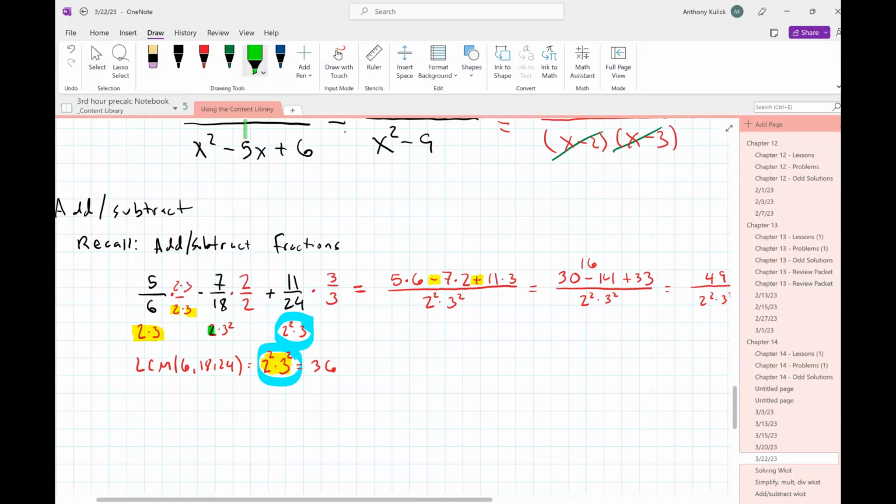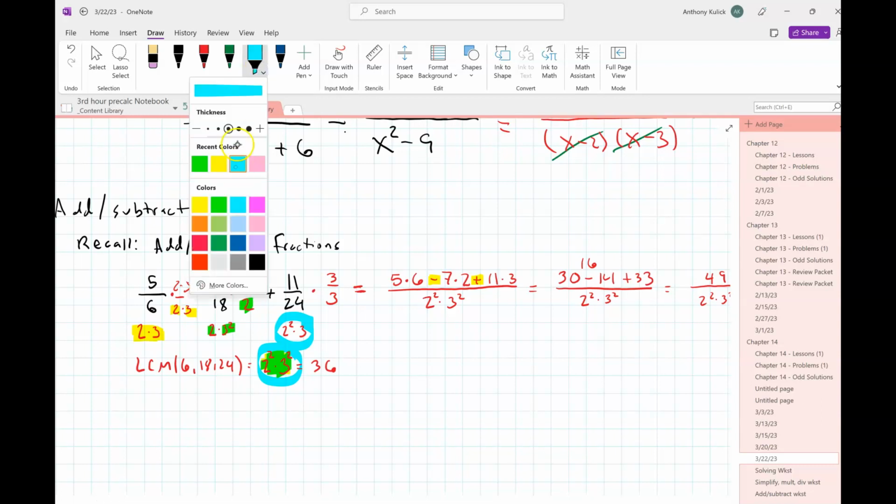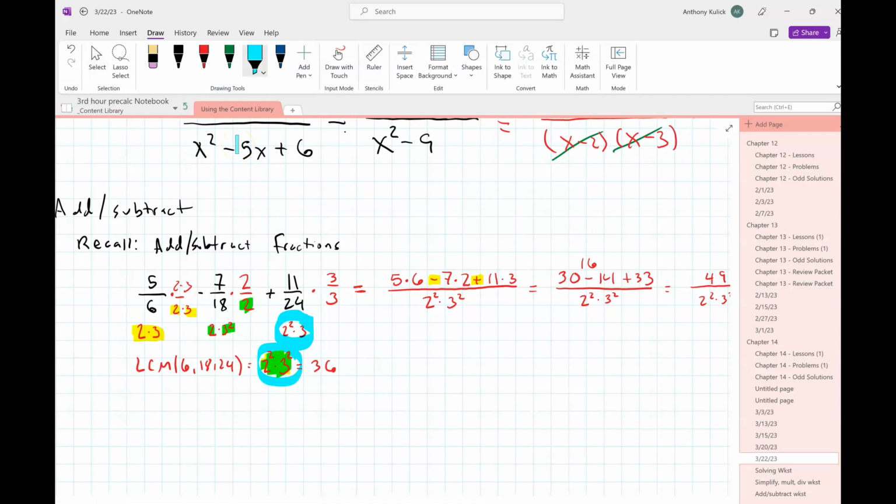In the next one, I have 2 times 3 squared. I need to make 2 squared times 3 squared. So I need just 1 more 2. In the last one, I have 2 squared times 3. Again, I need to make 2 squared times 3 squared, so I just need 1 more 3. Does that feel okay? Again, if we think about everything in its factored form, it's pretty easy to see what you need.